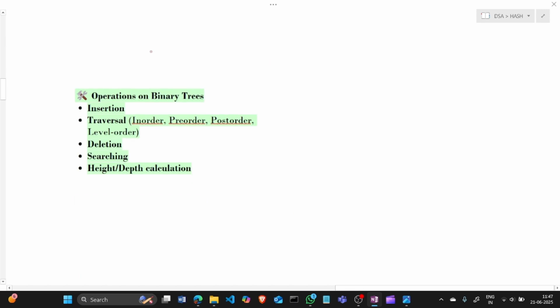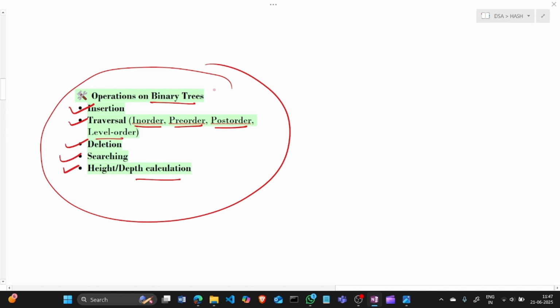What are the operations on a binary tree? What operations can be done? Insertion of an element. Traversal: in-order traversal, pre-order traversal, post-order traversal, level order traversal. These are the traversals on the binary tree. Deletion of an element, searching of an element, finding height and depth calculation. These are the operations on a binary tree.